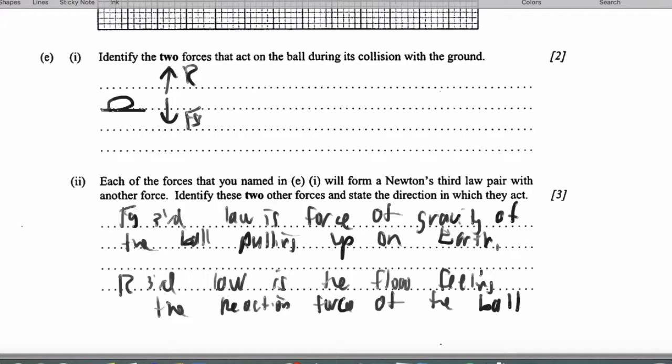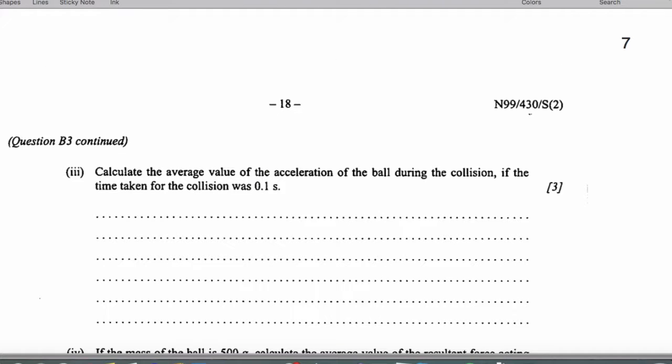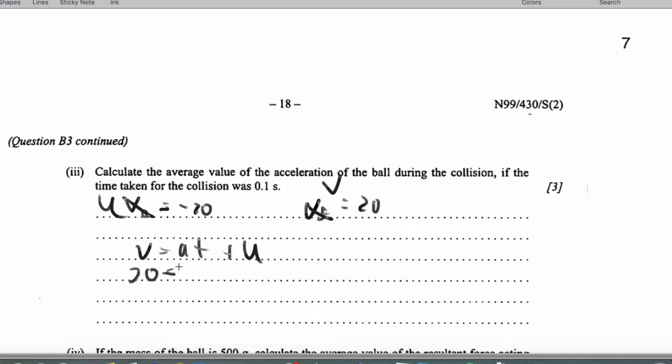All right. This is a very long kind of question. It says calculate the value of the acceleration of the ball during collision. The collision time is 0.1 second. So let's be clear. V initial is negative 20. V final is 20 because it changes direction. So we say V is AT plus U. And actually I'll change this letter to U and this letter to V. So we'll say 20 is A times 0.1 plus negative 20. So A ends up being 400 meters per second squared.